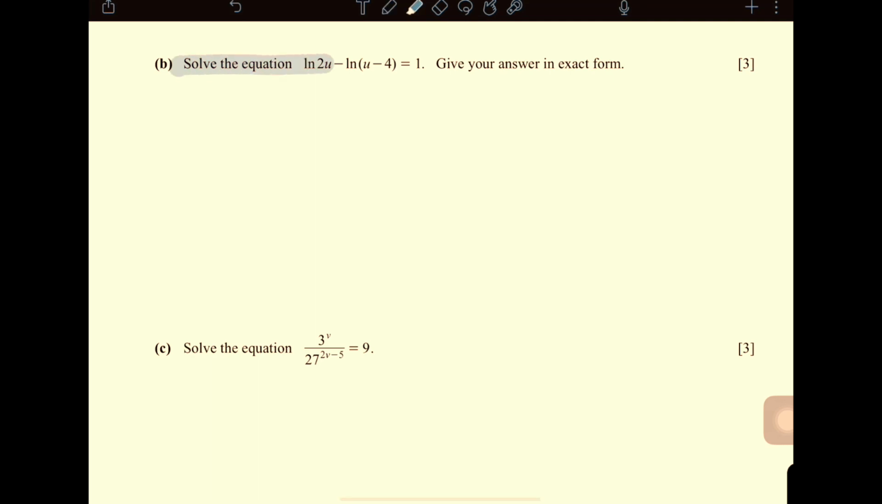Solve the equation ln 2u minus ln (u minus 4) equals 1. Give your answer in exact form. Let me copy this first.